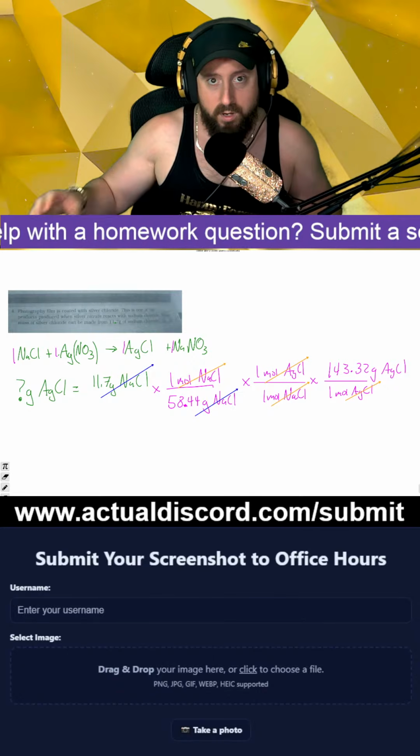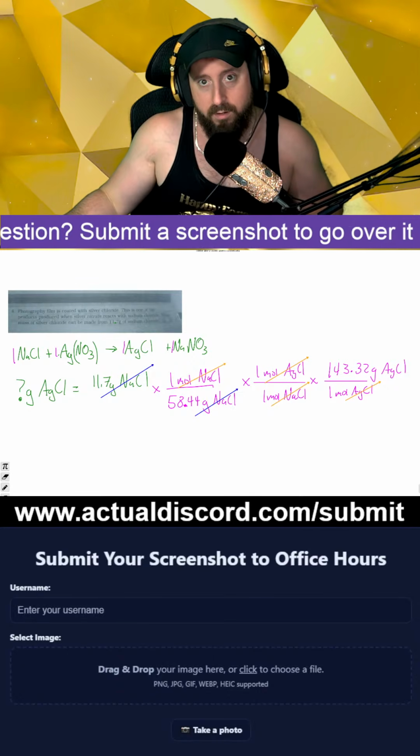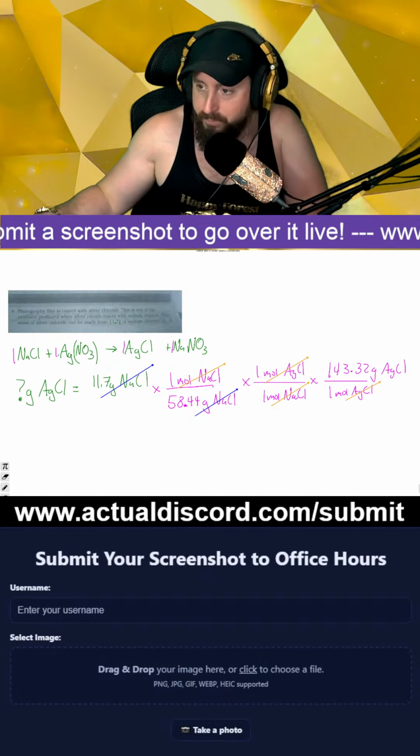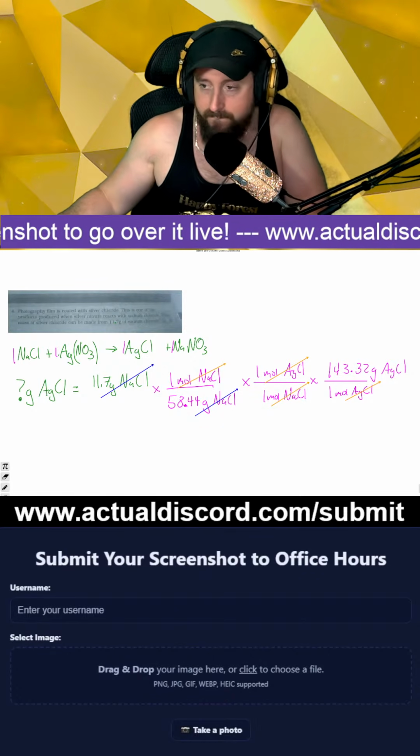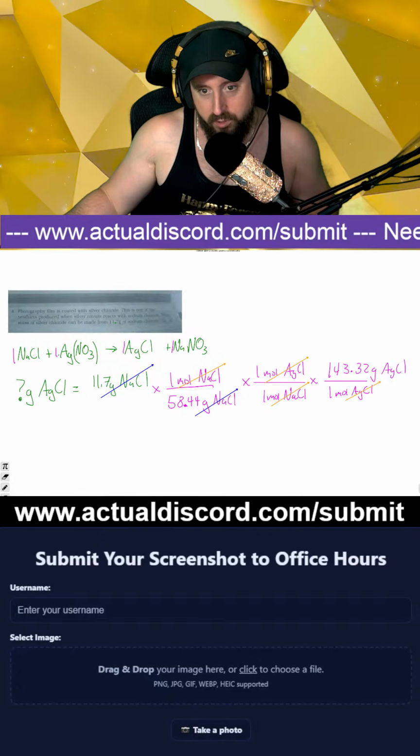So, Dylan says when silver loses its 5s electron, it forms a silver 1 ion. Ah, okay. We can look at that structure later, yeah.